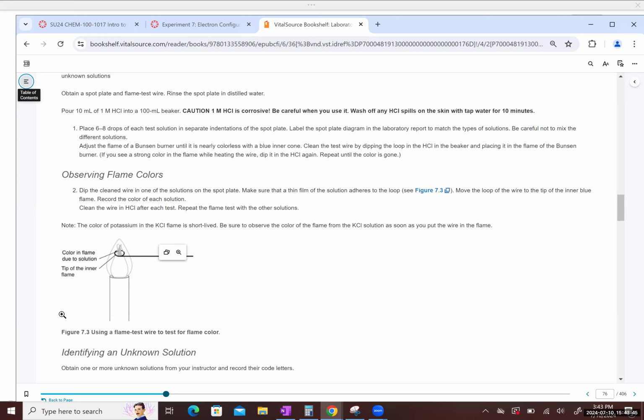If you've ever seen, for example, a firework, a lot of the unique colors that you observe in a firework show is a result of the atomic emission spectra of a given element.